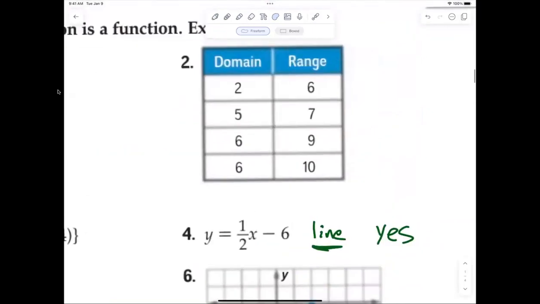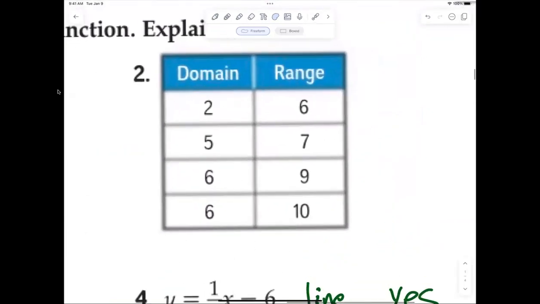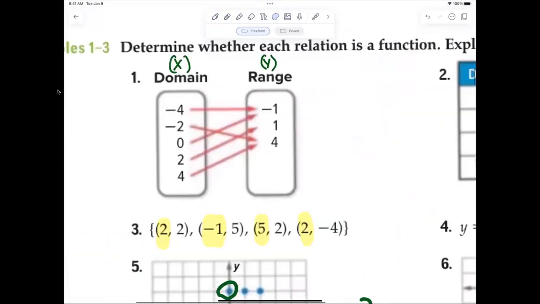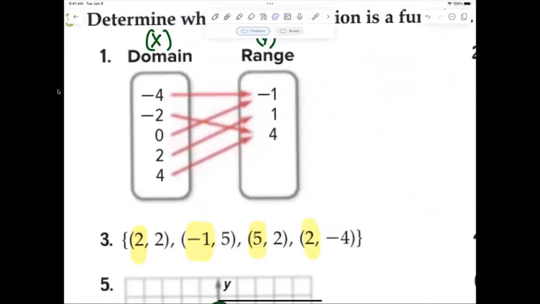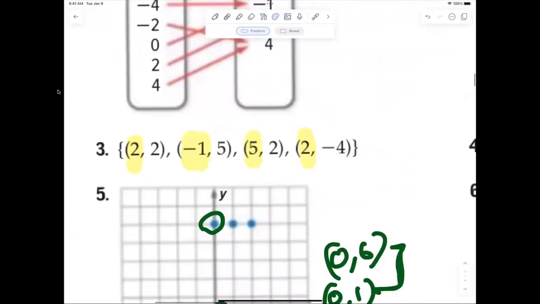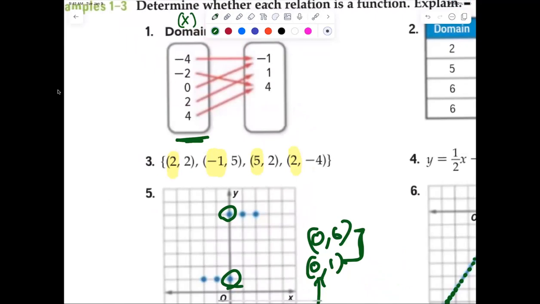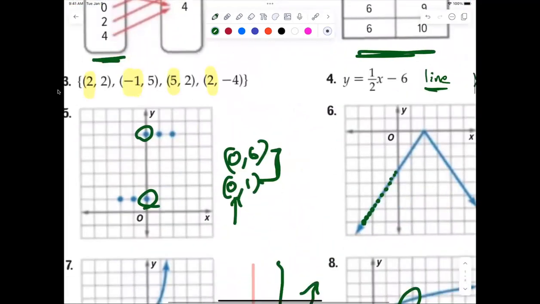Okay, number 2. That's not a graph. Is that a function? Because these are used twice. Is this a function? Yeah, because all the x's are different. Is this a function? Number 3. No, because the x's, there's 2 2's. That's the best I can do. So I gave you every possibility. There's a mapping, there's a table, and there's graphs. Those are the only 3 things you're going to have to determine whether it's a function. Okay?